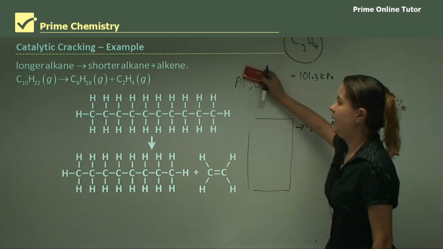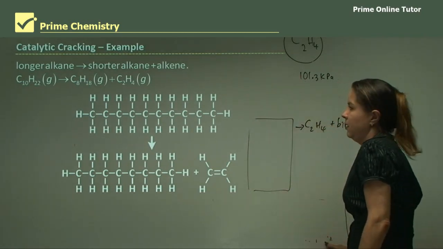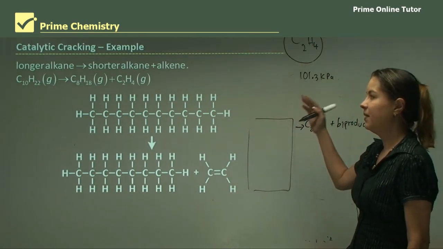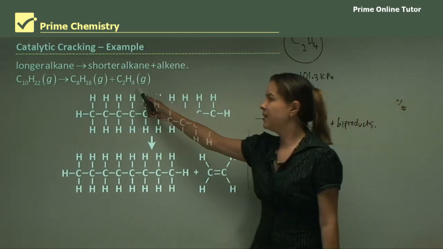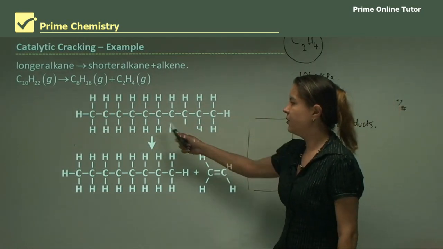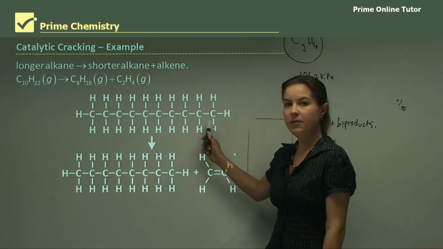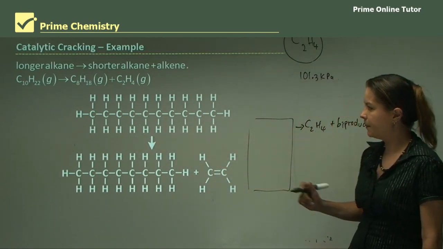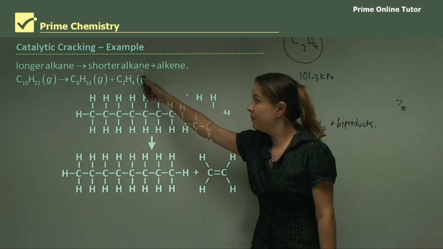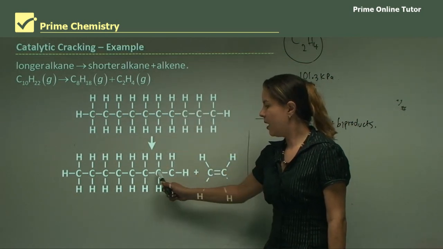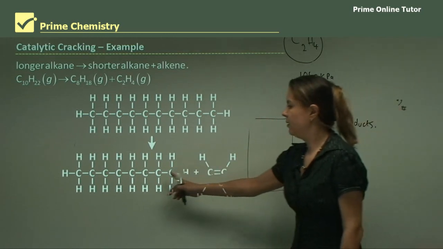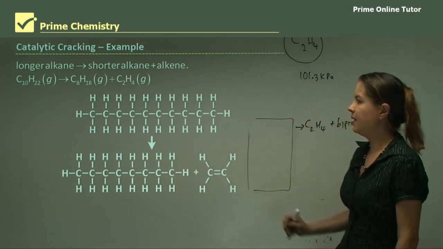So looking at an example now, what we take is a longer alkane and we get a shorter alkane and an alkene. In this case, of course, our target compound, ethylene. So here it shows you decane, 10 carbons, the prefix dec, going to C8H18, another alkane. There are 8 carbons, so the prefix is oct, octane, and ethylene.